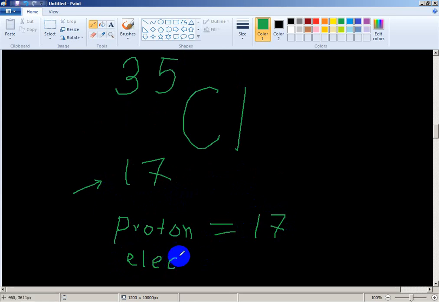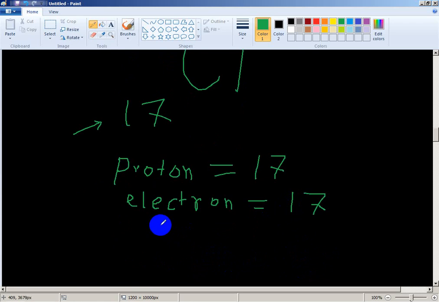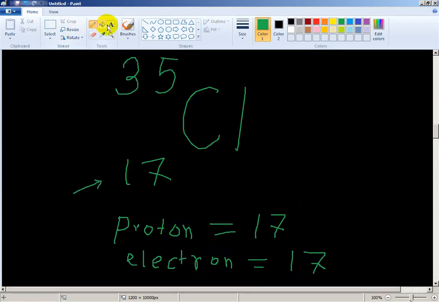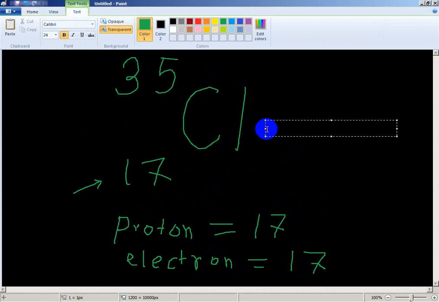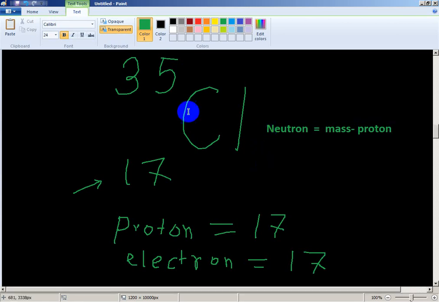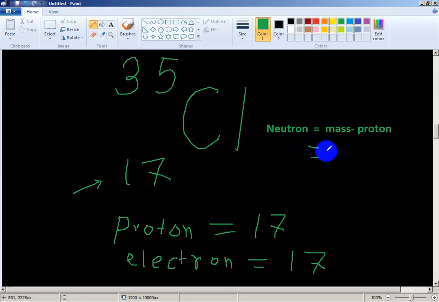Electron number is 17 because an atom is electrically neutral. Proton number and electron number are the same. So what is the neutron number? We know neutron number is equal to mass number minus proton number. The mass number here is 35. 35 minus 17, that means the neutron number is 18.